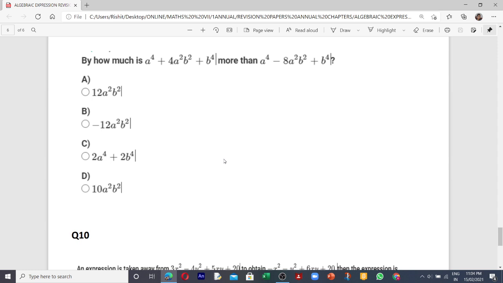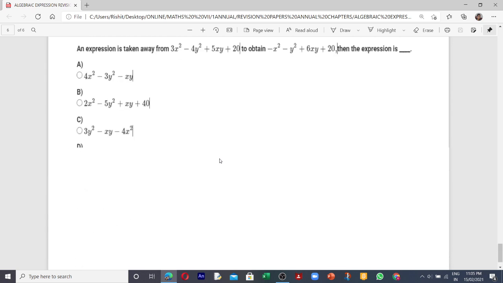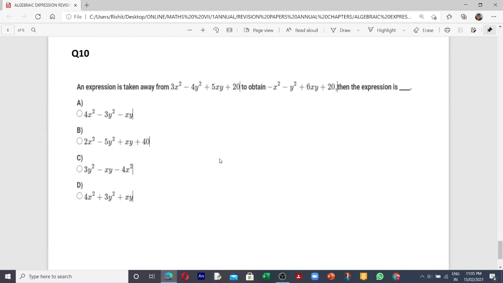Okay, now let's see the last question. It's the last one. After that, there is no more question. An expression is taken away from 3x² − 4y² + 5xy + 20 to obtain −x² − y² + 6xy + 20.